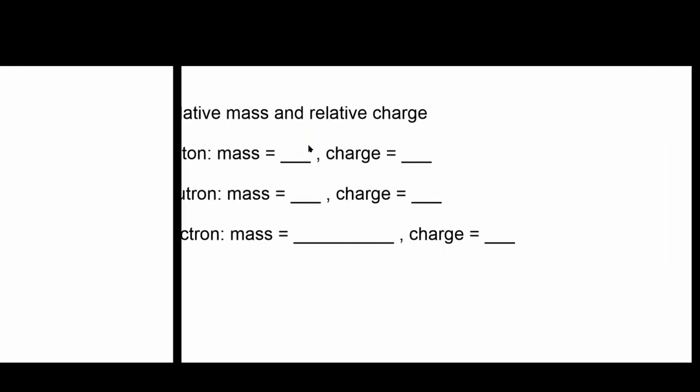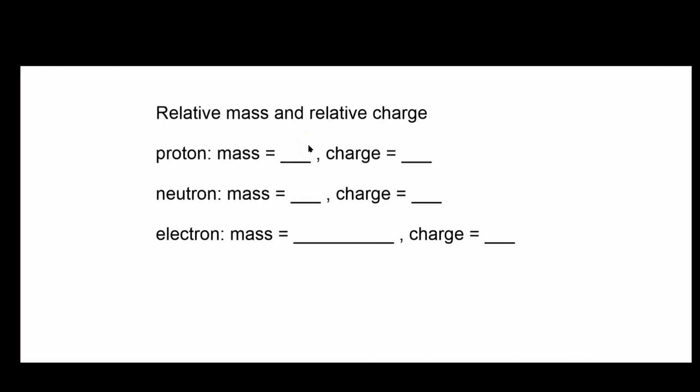To compare subatomic particles, chemists use relative mass and relative charge. A proton has relative mass 1 and relative charge plus 1. A neutron also has relative mass 1, but its charge is 0. An electron has relative charge minus 1, but its relative mass is only 1 over 1836. So the electron is much lighter than the proton or neutron.